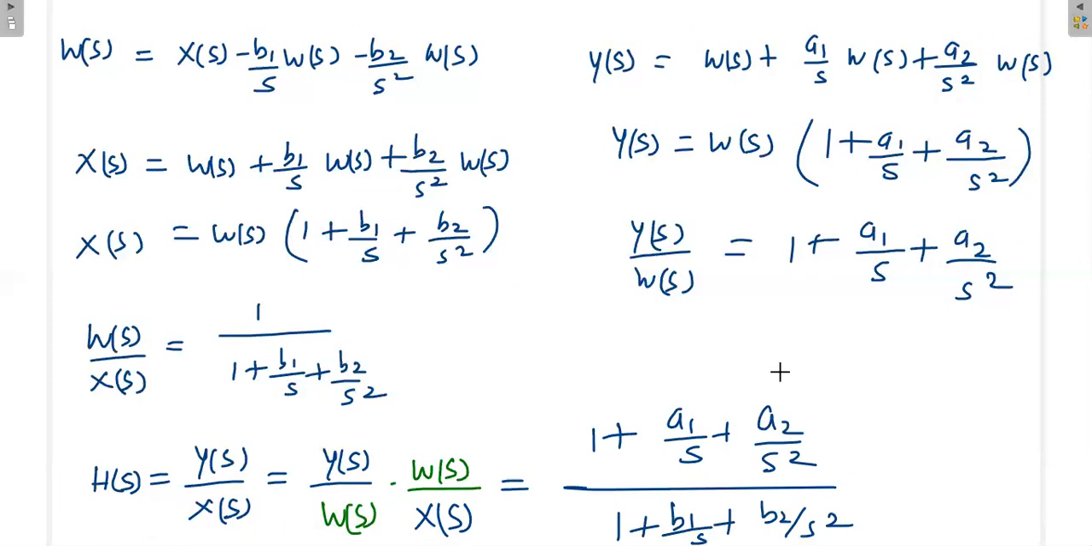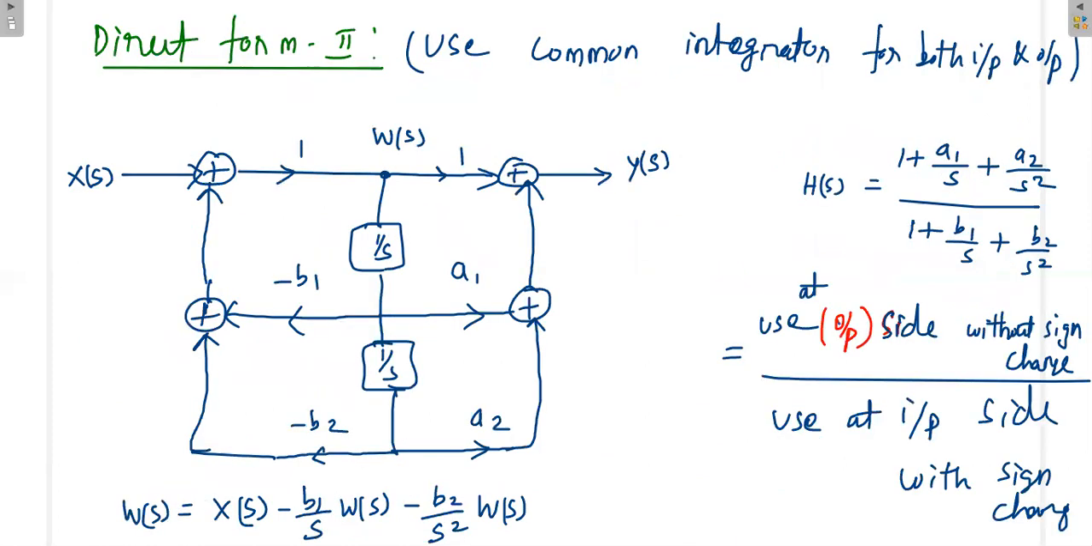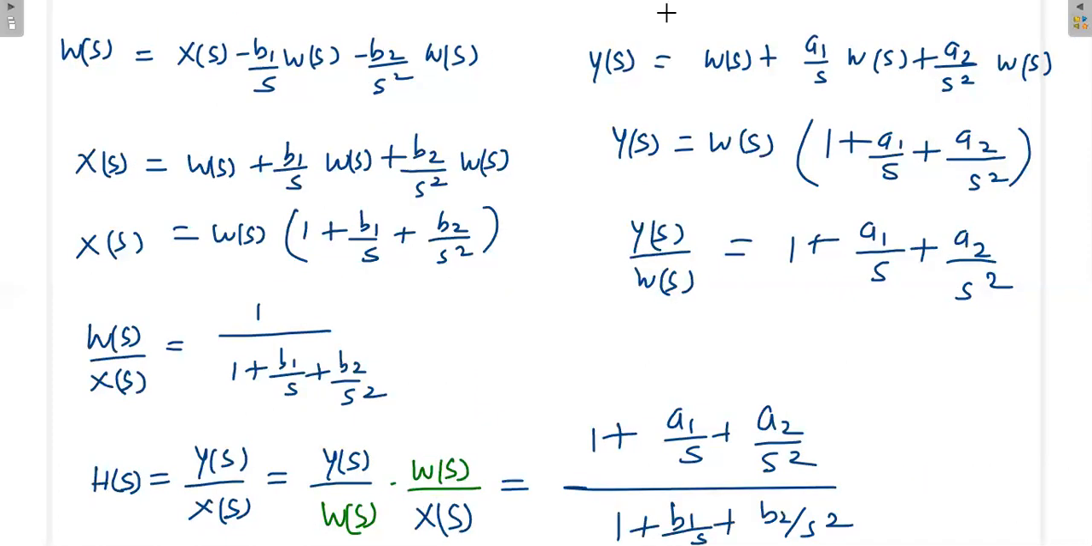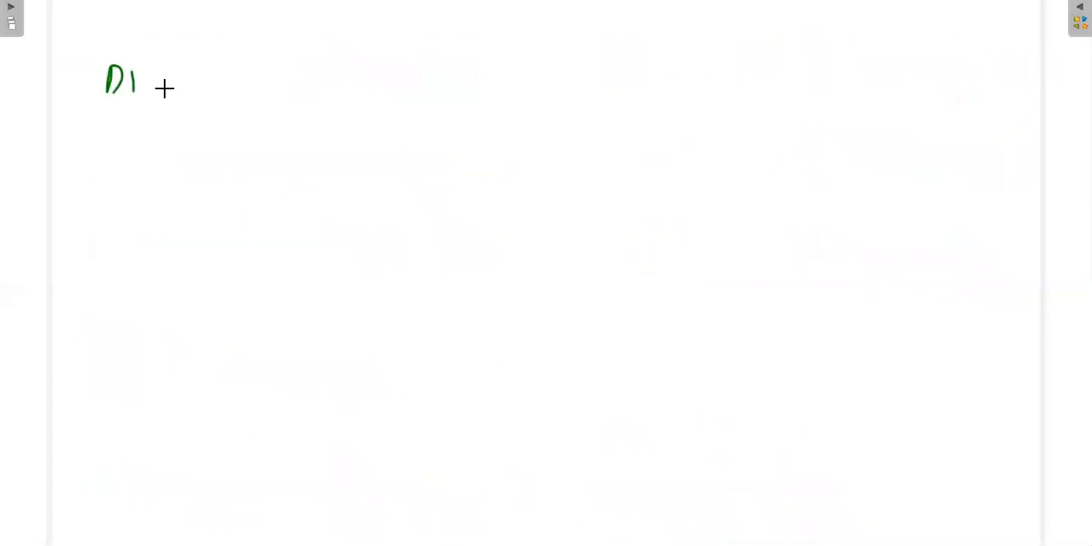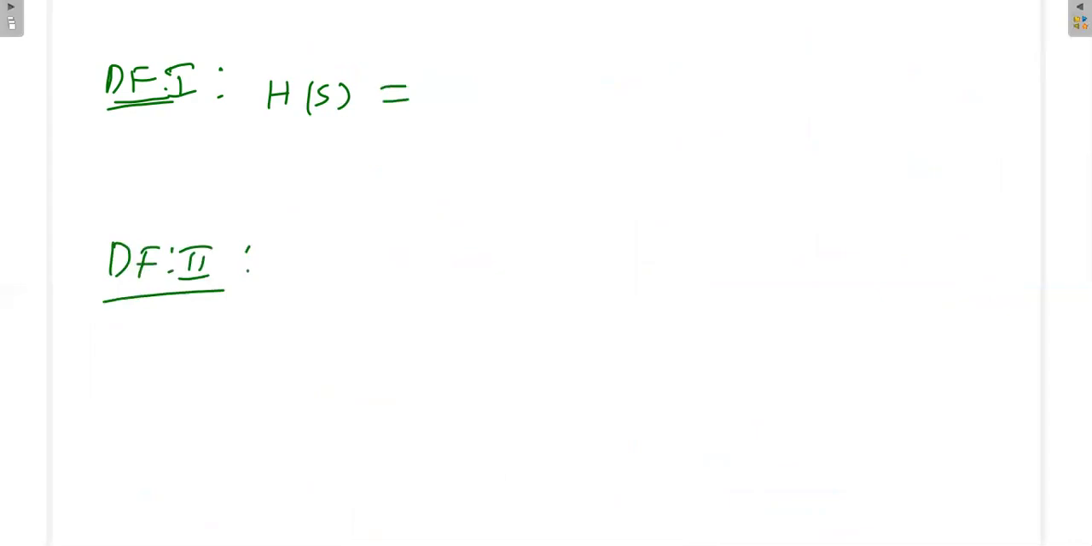But in the exam you will be given this expression, and you have to go backward to get this diagram. So finally, what is the conclusion? Once h of s is given, for direct form 1 and for direct form 2, very simply, h of s is equal to y of s divided by x of s. Here also h of s is equal to y of s divided by x of s.